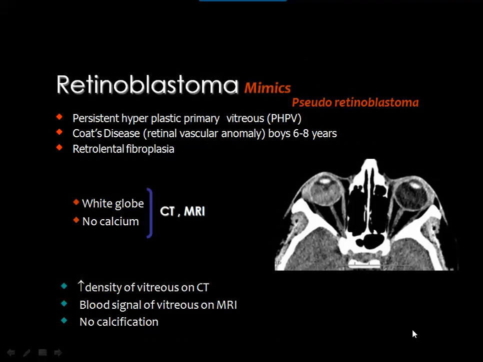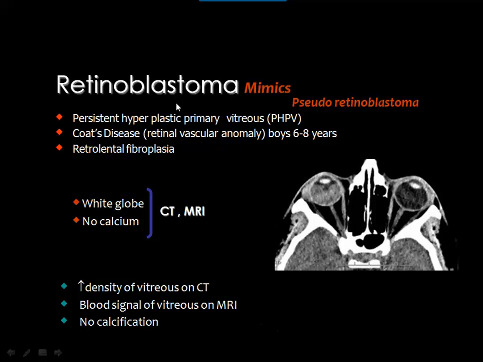Then this will lead us to look at other lesions that may mimic retinoblastoma, known in the literature as pseudo-retinoblastoma. There are three major lesions which can occur in the globe of pediatric patients and may simulate retinoblastoma, but they are not. The first one is persistent hyperplastic primary vitreous. The second one is Coats disease. The third one is known as retrolental fibroplasia or retinopathy of prematurity.